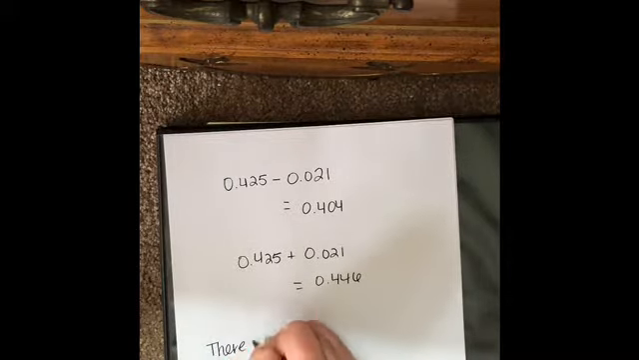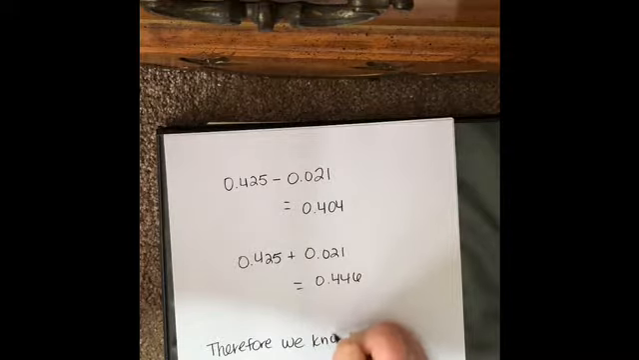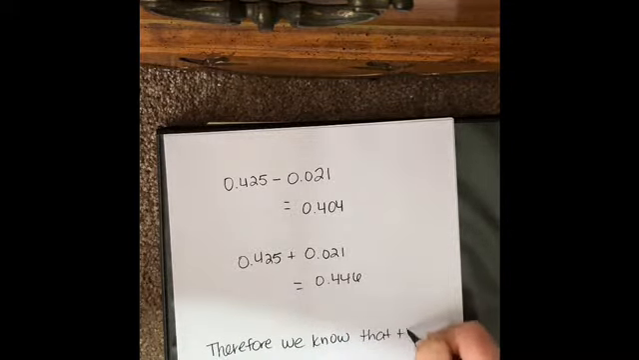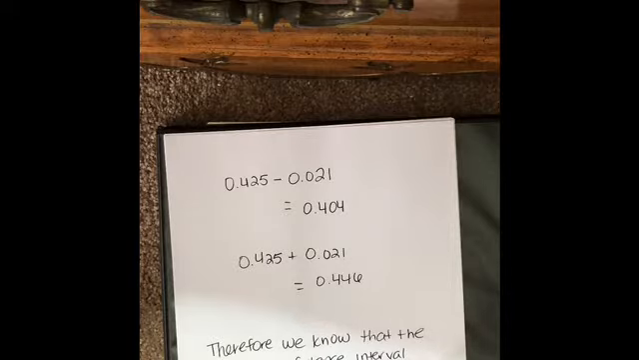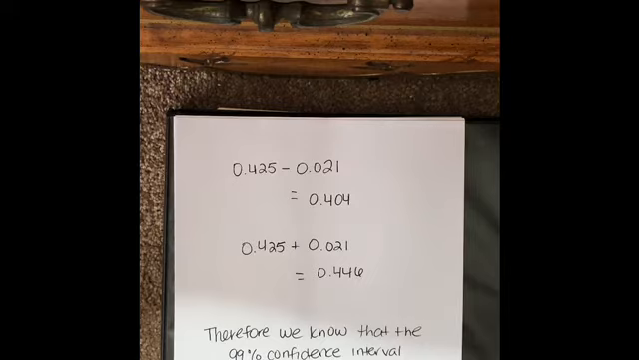Therefore, we know that the 99% confidence interval of people who started paying their bills online is going to be between 0.404 and 0.446. And that concludes my tutorial on confidence intervals for proportions.